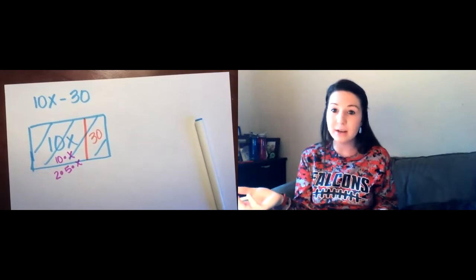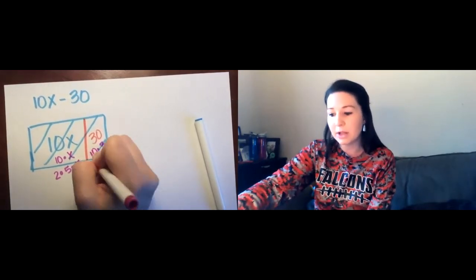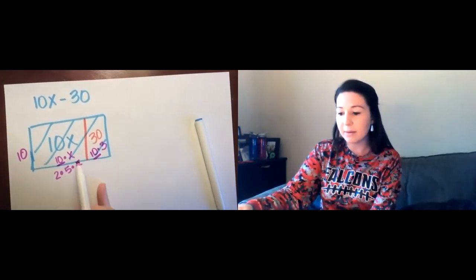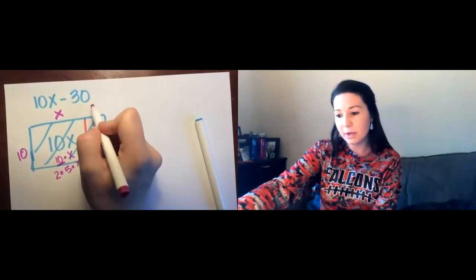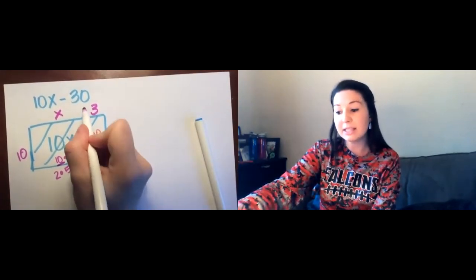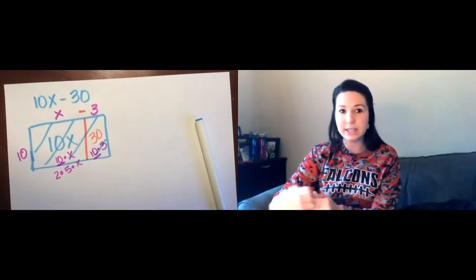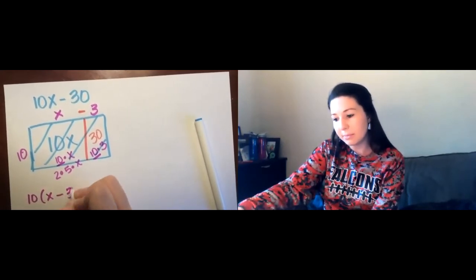Well, we know that 10 goes into 30, so we could say that this would be the same as 10 times 3, and we can pull out that factor of 10. So we would say this is 10 times x, because that's what's left over here, and then 3, because that's what's left over here. Remember that this is subtraction, because I'm taking away this 30 section. So we would have 10 times x minus 3.